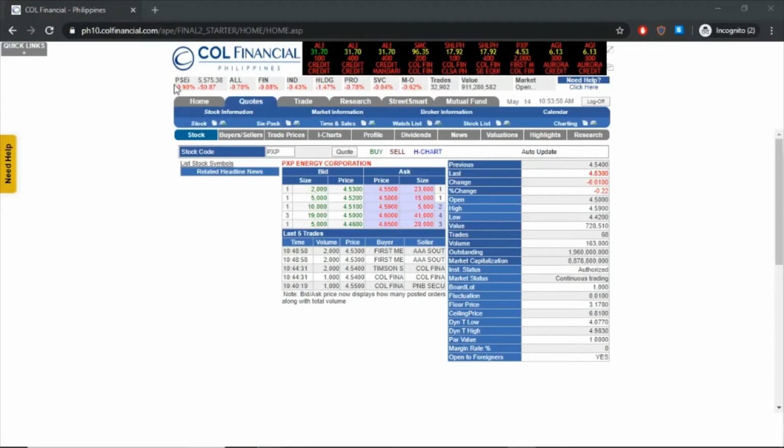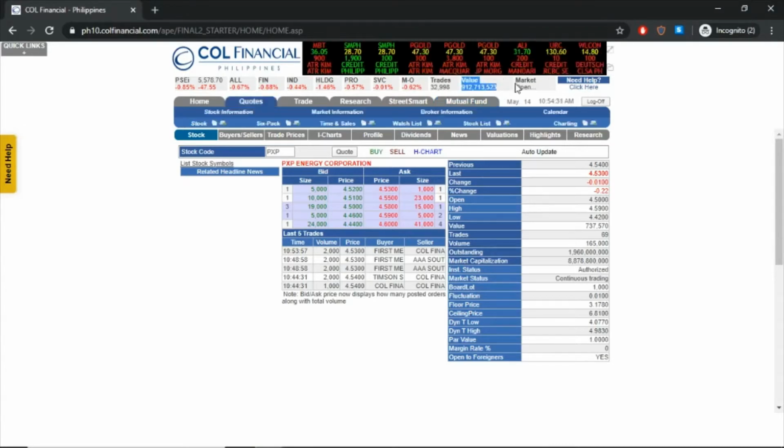We also have the sectors. We can see the PSEi index. We have all sectors, financial, where FIN means financial, IND means industrials, HLDG means holdings, PRO means properties, SVC means services, and M-O means mining and oil. We have the trades that were conducted for the day, and we also have the value and the market. Currently it's open, and we can also see the date and the time as of today, which is live.